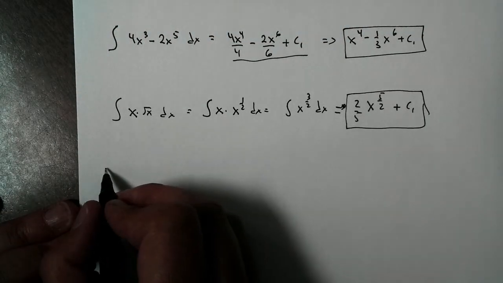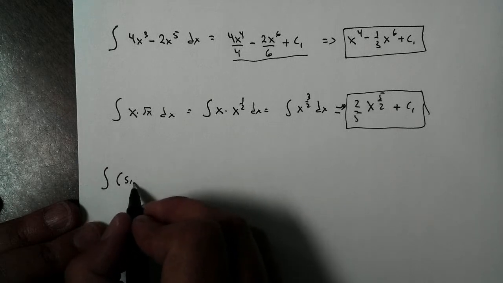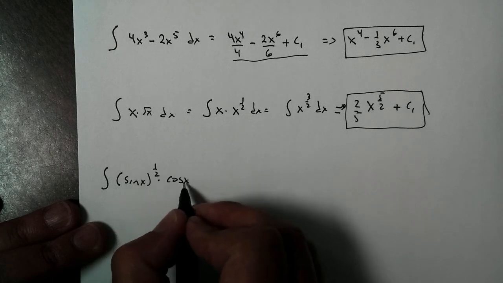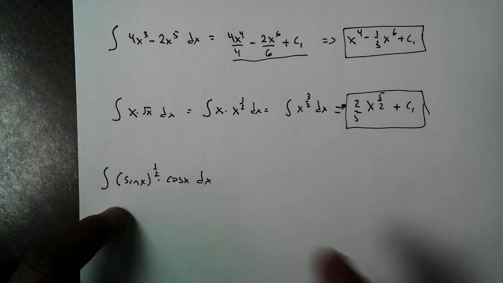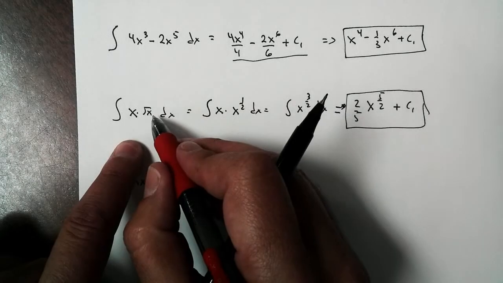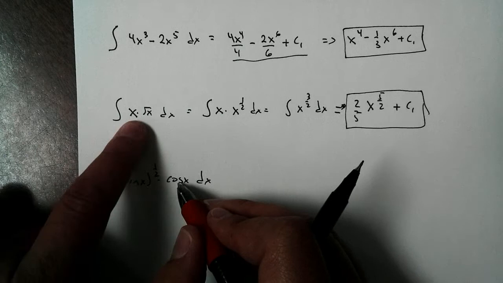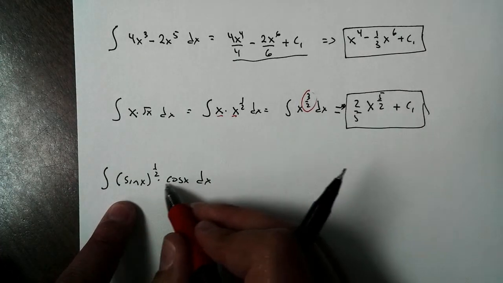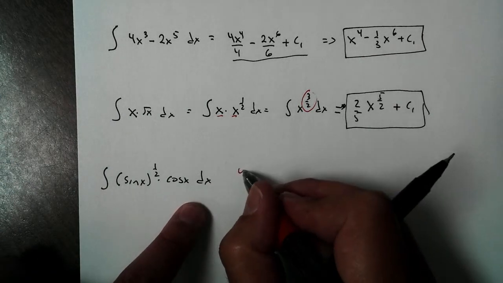What about something like this? Let's try this one. The antiderivative of sine of x to the 1/2 times the cosine of x dx. Easy. Well, what's my u going to be? This is a u substitution because it's not like this one where I could just multiply them together. Cosine and sine are different bases. See, here my bases were the same, so I can add the powers together. But here we can't do that because sine and cosine are different bases. So we have to use u substitution here.